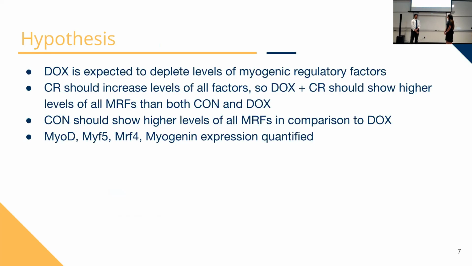Also, when we're looking at our control, we should have higher levels of MRFs compared to doxorubicin, because doxorubicin should deplete those MRFs. And our proteins of interest, which are MyoD, or all MRFs, we will quantify their expression and compare them to one another later on to see how their expression varies.